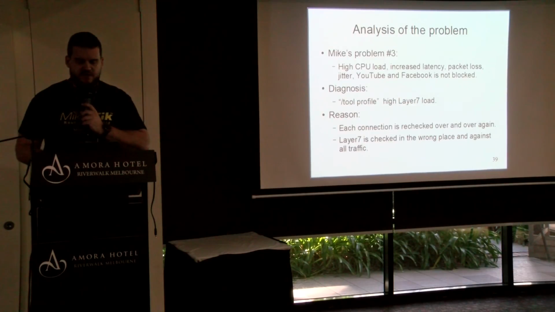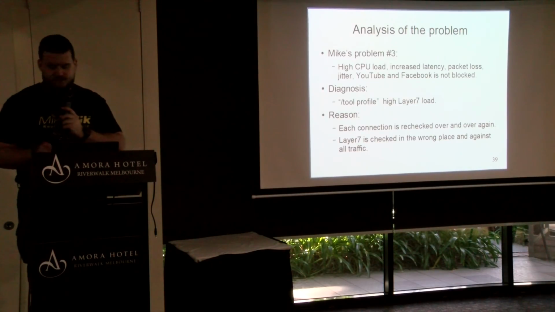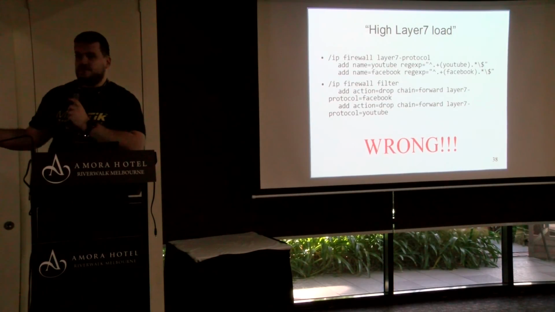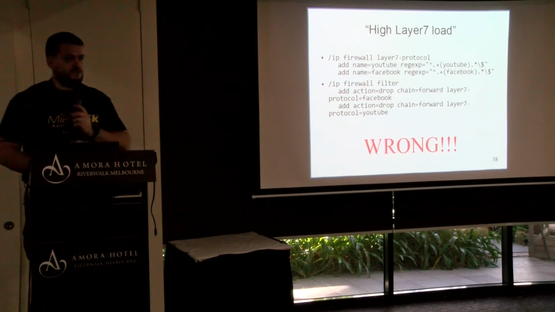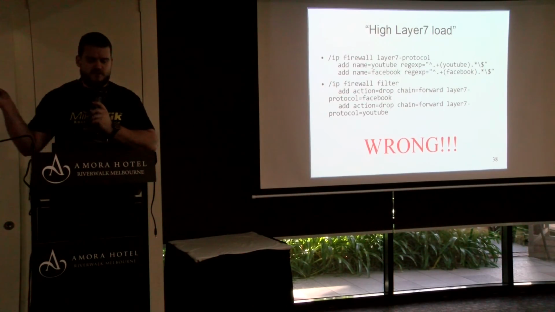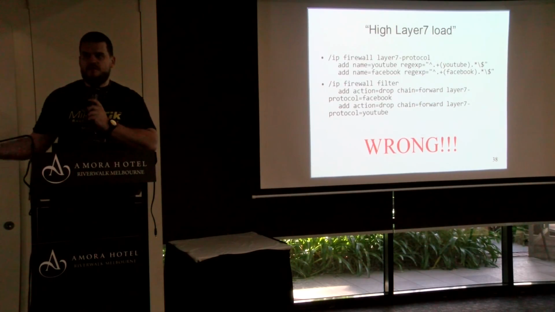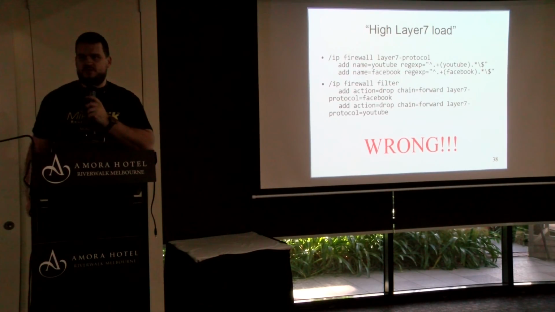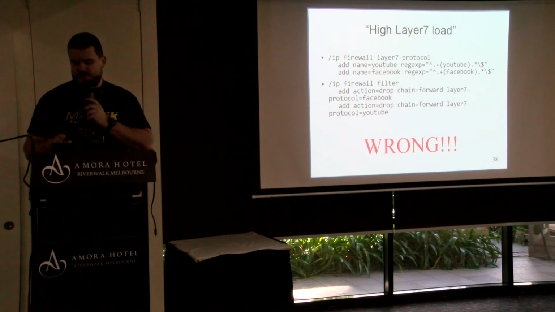Another thing is that this layer 7 filter is actually checked in the wrong place against the wrong traffic, because if we examine this, it actually works only for DNS requests, not for actual YouTube traffic. So basically, these patterns will allow blocking only the DNS requests to YouTube and Facebook. And the funny thing is that your phone applications will not actually use DNS. They connect directly to IPs, so you will not block them with these requests.